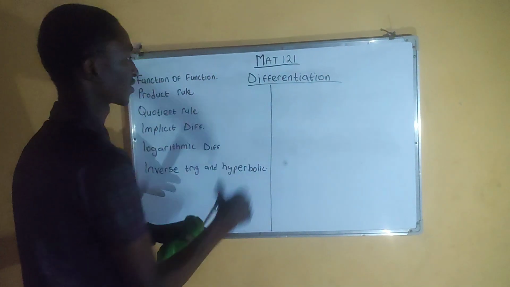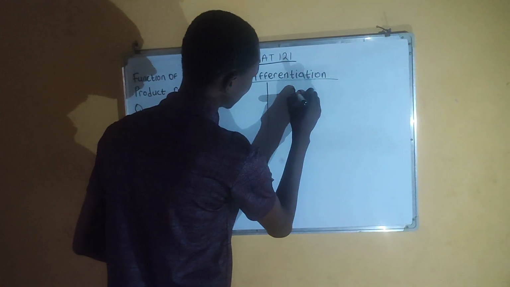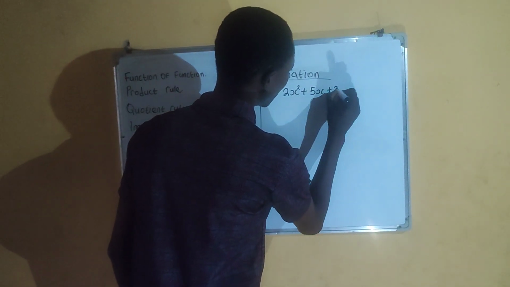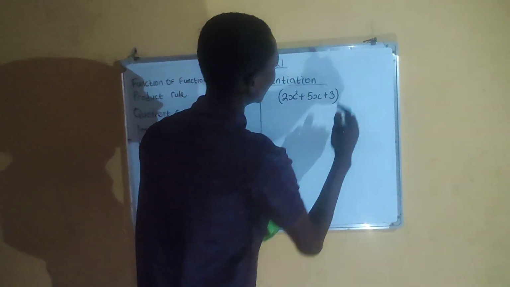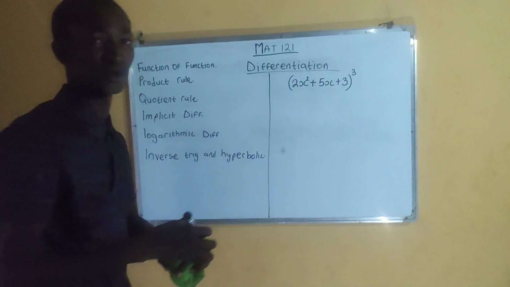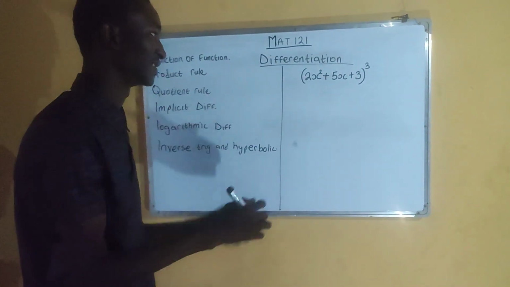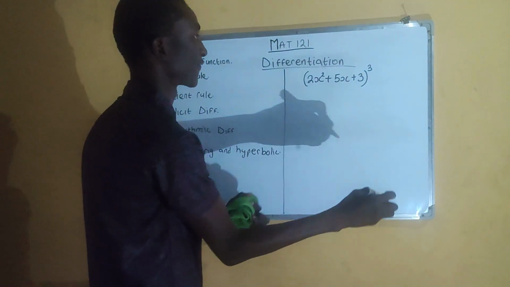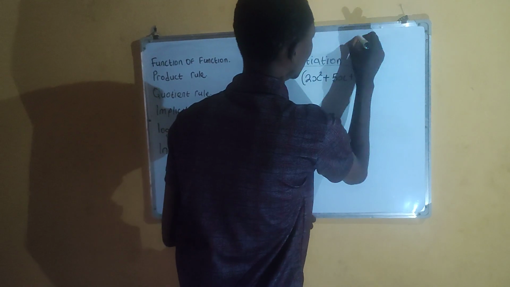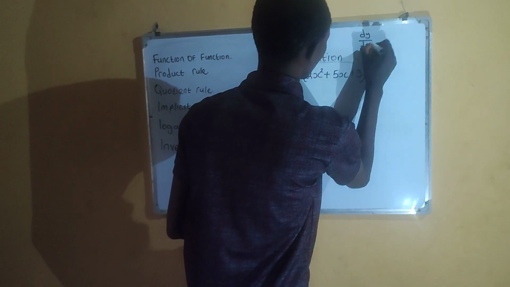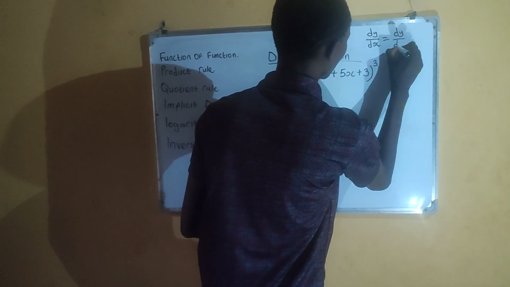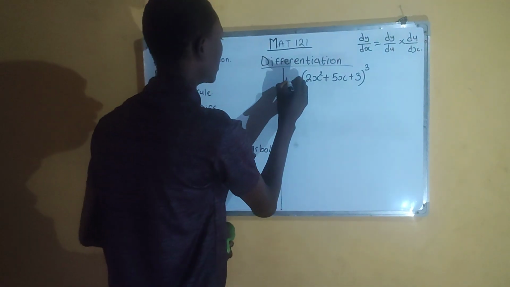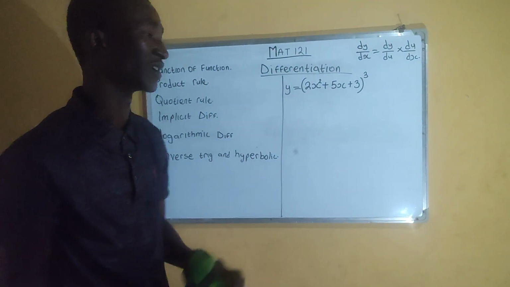So, for example, the first one, under function of a function, you can have a function that says, let's say, 2x squared plus 5x plus 3, everything raised power of 3. So you have to differentiate this function. Normally, the standard way of doing it is you let this one be equals to u, then you write a formula that says dy/dx is equals to dy/du multiplied by du/dx. But now we'll not be using that same formula here. So we'll only be taking the short method.